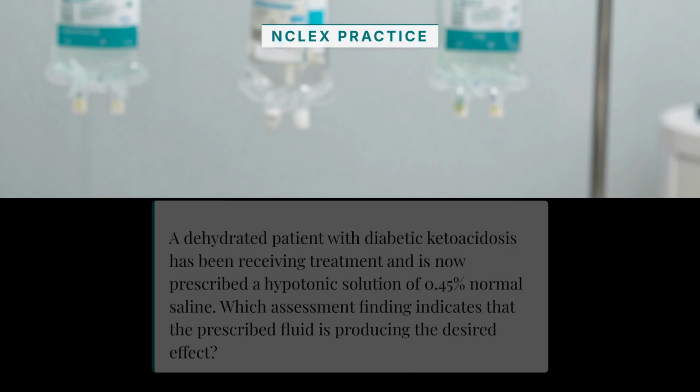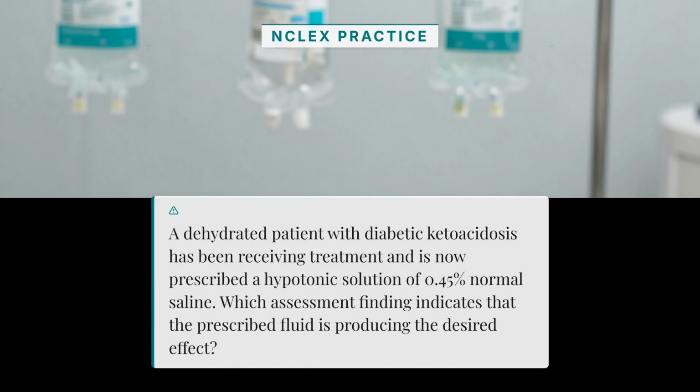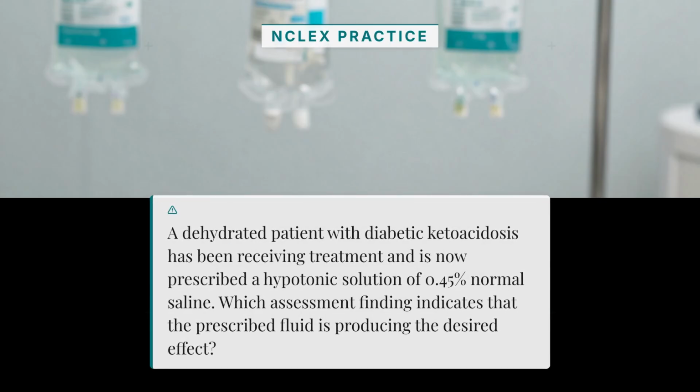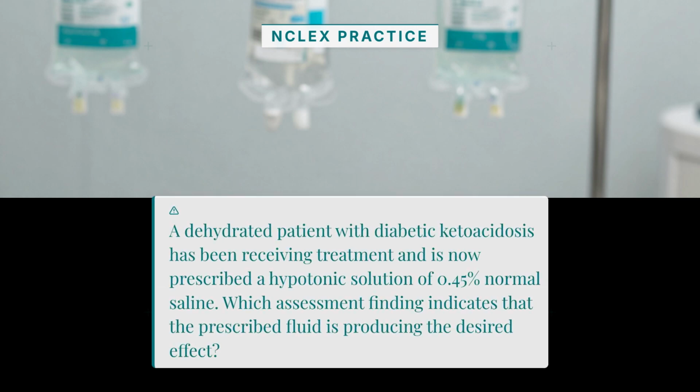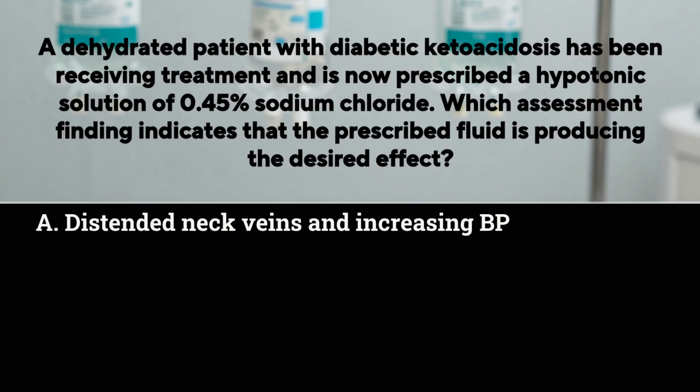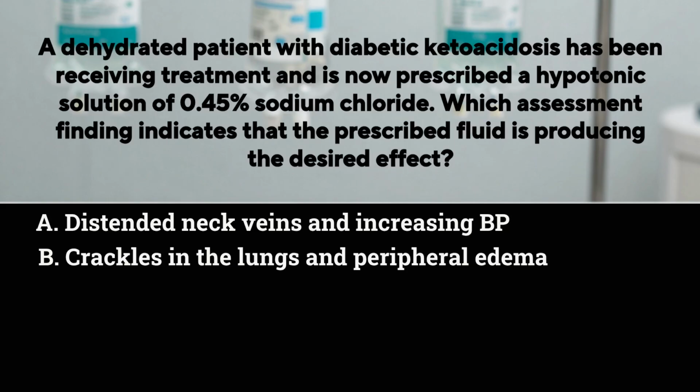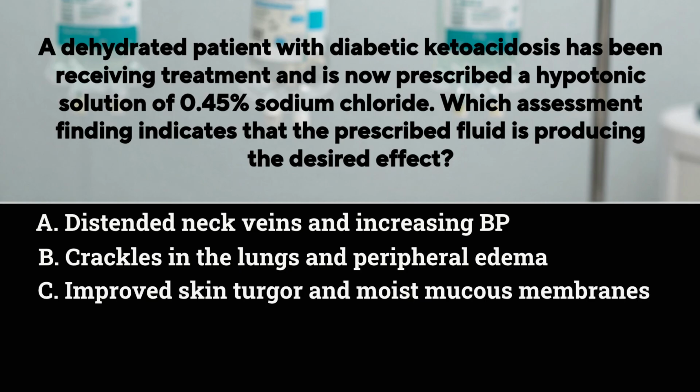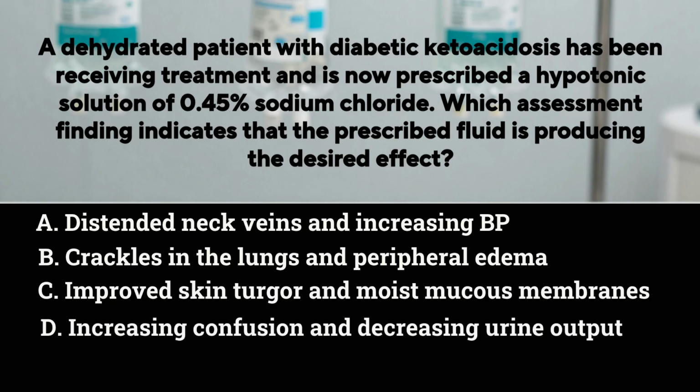A dehydrated patient with diabetic ketoacidosis has been receiving treatment and is now prescribed a hypotonic solution of 0.45% sodium chloride. Which assessment finding indicates that the prescribed fluid is producing the desired effect? A. Distended neck veins and increasing blood pressure. B. Crackles in the lungs and peripheral edema. C. Improved skin turgor and moist mucous membranes. Or D. Increasing confusion and decreasing urine output. You can pause the video and take a moment to think.